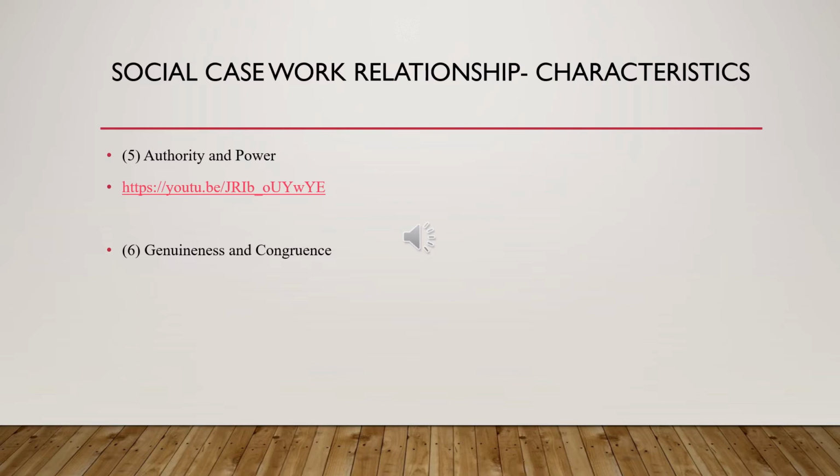Coming to the next important value or characteristic, which is genuineness and congruence. Let me try to describe congruence first. If you express on the outside what you are on the inside, that is, if you are feeling and behaving in the same frequency, you are a congruent person. Genuineness is basically the expression of congruence.